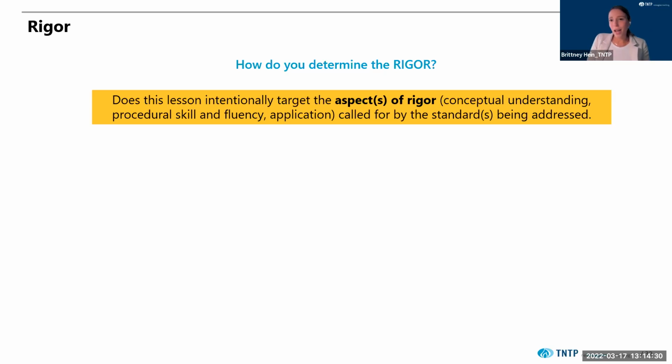And then the last aspect of this indicator is rigor. Does this lesson intentionally target the aspect of rigor, conceptual understanding, procedural skill and fluency, or application, called for by the standards being addressed? When you look at that standard, what aspect of rigor does it call for? Conceptual understanding, procedural skill and fluency, or application? Go ahead and put your answer in the chat. What does this fall under?